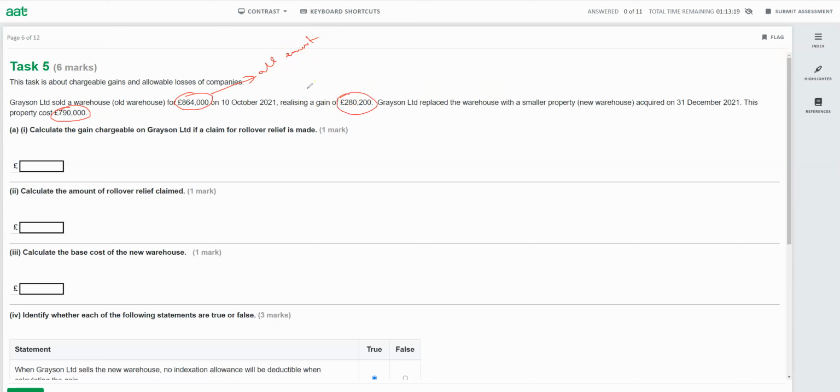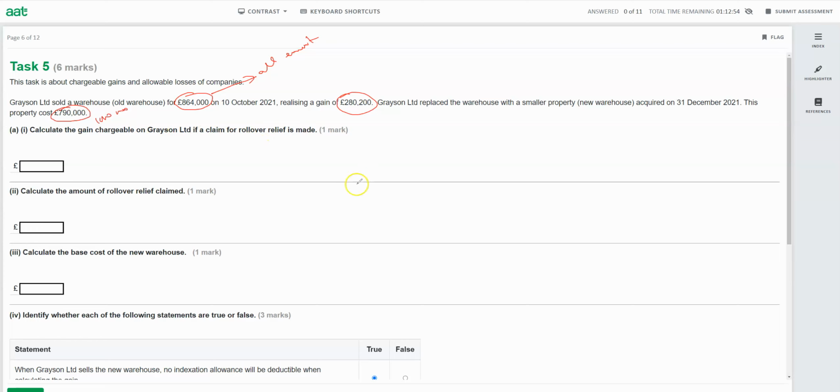And they are saying, for example, if we buy the new property that is not 790, if it is 1 million, then all the gain will be rolled over. And of course it looks like, oh, I sold for 864, and if I reinvest 1 million, then I'm reinvesting more than I sold, so all the gains should be rolled over. But the answer is, is the condition fulfilled?